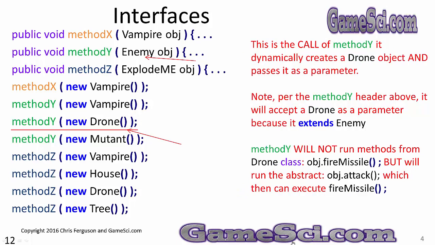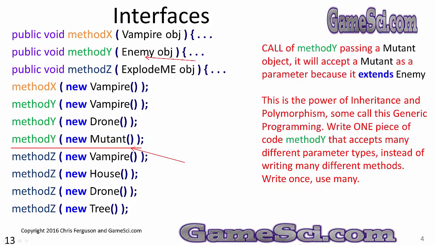This is a call to method Y. It dynamically creates a Drone object and passes it as a parameter. Note, per the method Y header above, it will accept a Drone as a parameter because it extends Enemy. Method Y will not run methods from the Drone class. It won't say obj.fireMissile, but will run the abstract object.attack, which can then execute fireMissile. Method Y equals new Mutant. This is a call of method Y passing a Mutant object as a parameter. It will accept a Mutant as a parameter because Mutant extends Enemy.